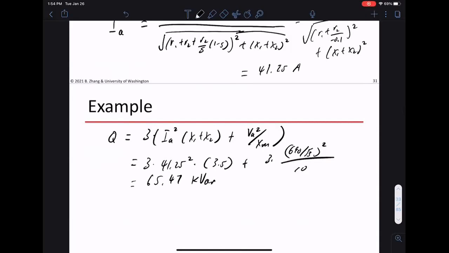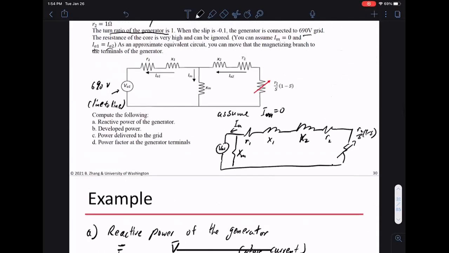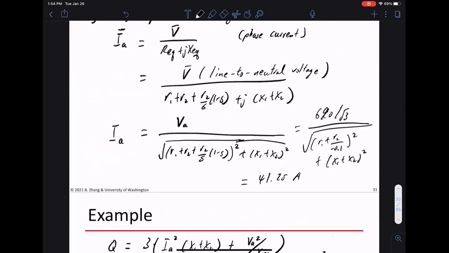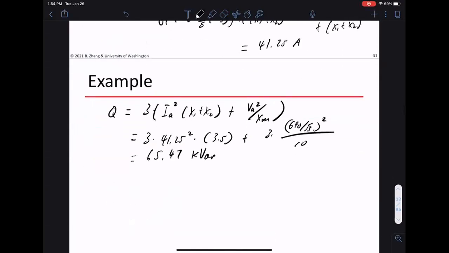Basically, you're looking at all the elements that can consume reactive power, and then you just account for all of them. Any questions with this reactive power calculation? If you have questions, please ask, right? You'll be seeing a lot of this in the next homework, and definitely on the midterm.